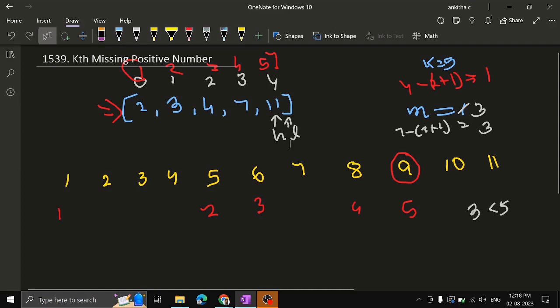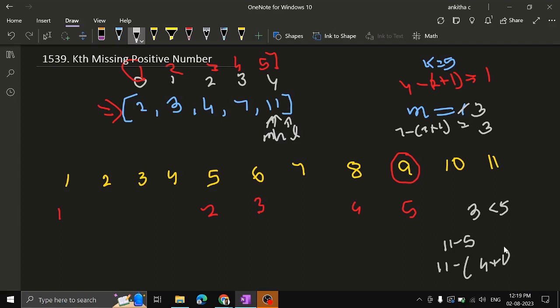So now mid will be pointing to this position only because 4 plus 4 by 2 will be 4. So again mid is pointing to the same position. So at this point, how many elements are missing in the array? Let's check that. So 11 is the element present, but the actual element that should be present is 5. So 11 minus 5. So how do I get this 5? That is nothing but the particular index plus 1. So 11 minus 4 plus 1, so that will be nothing but 6. So at this position, 6 elements are missing in the array.